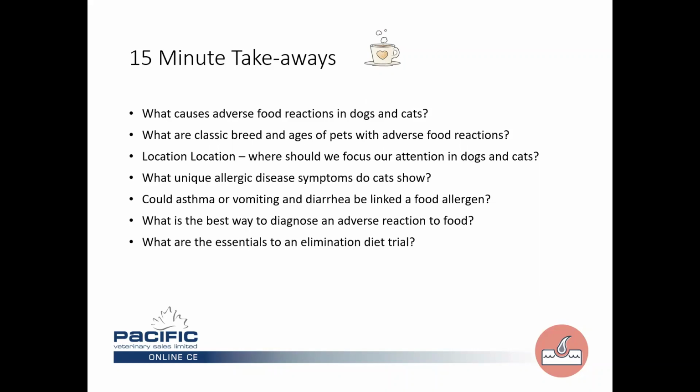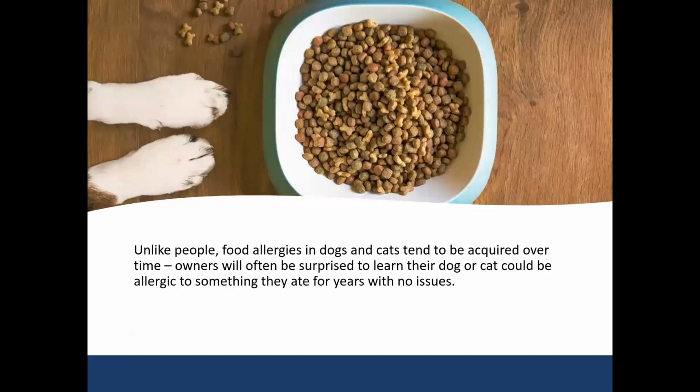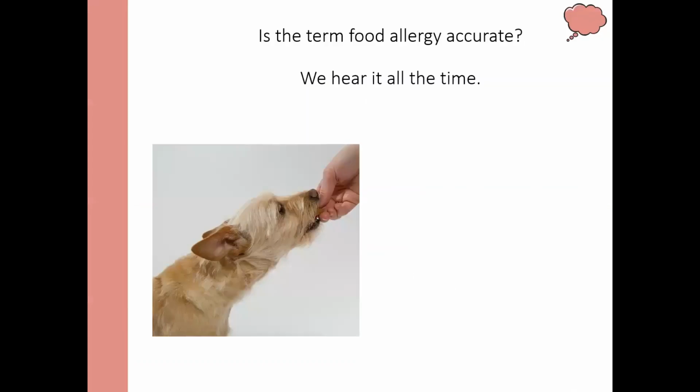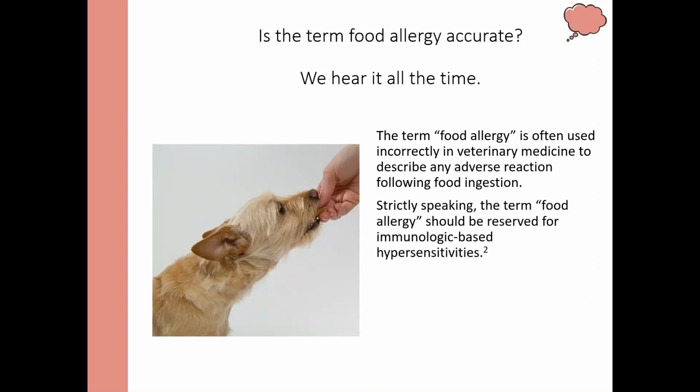A food allergy or sensitivity is an abnormal response by the immune system to a dietary ingredient. Unlike people, food allergies in dogs and cats tend to be acquired over time. Owners will often be surprised to learn their dog or cat could be allergic to something that they ate for years with no issues. Is the term food allergy accurate? We hear it and use it all the time. And we're often using it incorrectly to describe any adverse reaction following food ingestion.